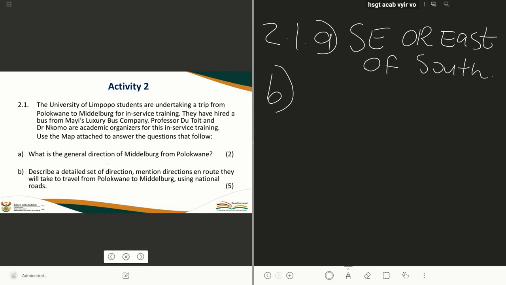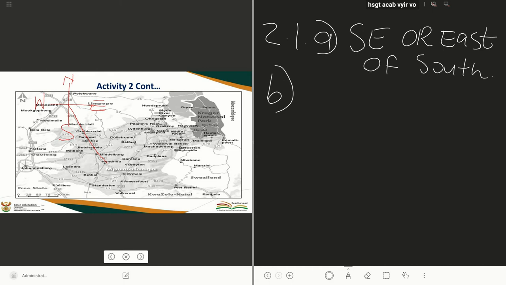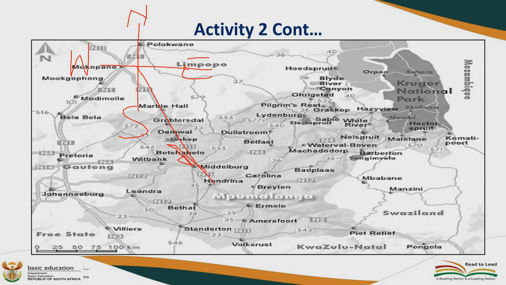So if you are in Polokwane here, we want the direction to go to Middelburg. So from Polokwane to Middelburg, this is how we are going to travel. Let me see if I can access the map again. So this is how you would give your directions.